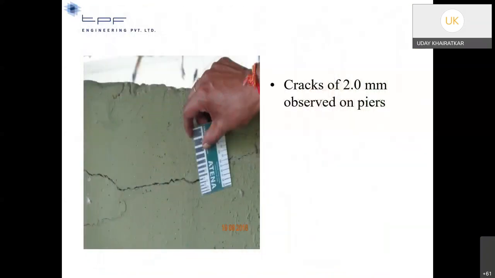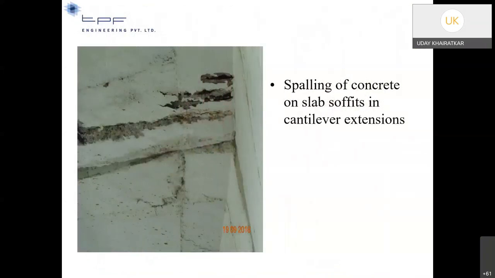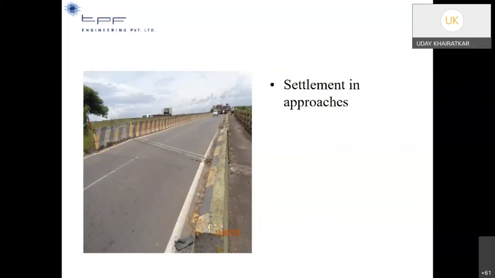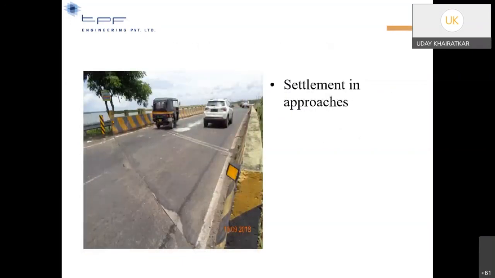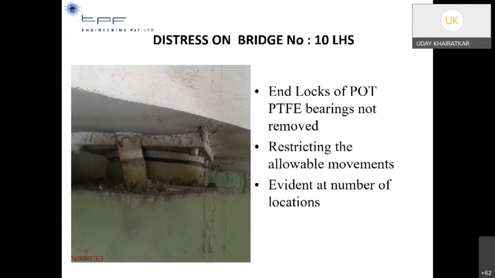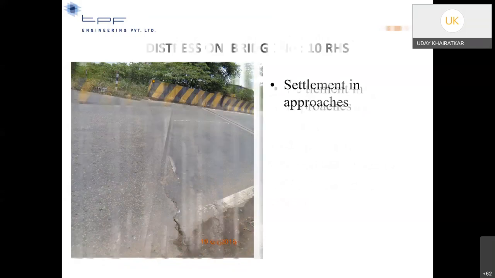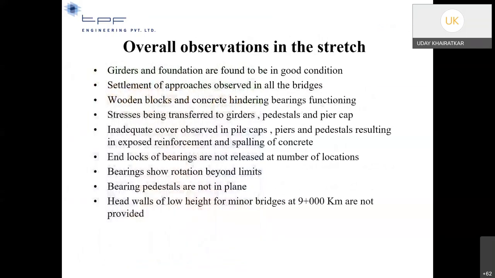Cracks, spalling of concrete, settlement in the approaches. These are photos of different bridges that were located along this container road, sharing those photographs. So what are the overall observations in this stage?